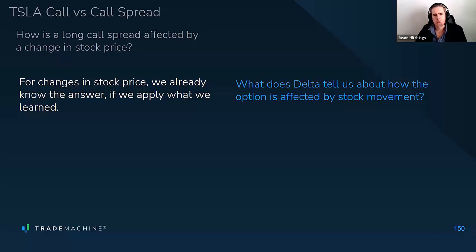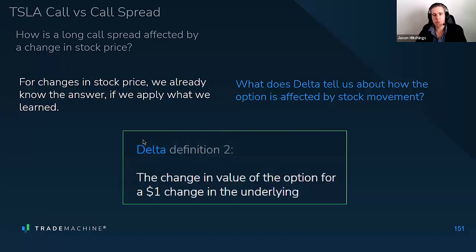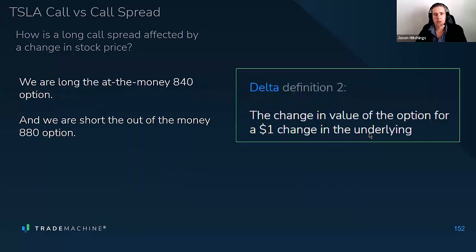And so if you take those two axioms and combine that with delta, well, what is delta? When stock moves up by $1, what does delta tell you about how the option position changes? Well, the option is going to go up by the delta for every dollar change in the underlying. So we're long the 840 and we're short the 880. So the 840 is going to go up by its delta, and the 880, since we sold it, your position is going to be affected by the opposite of the delta. So this is a negative delta essentially, since you shorted the option.